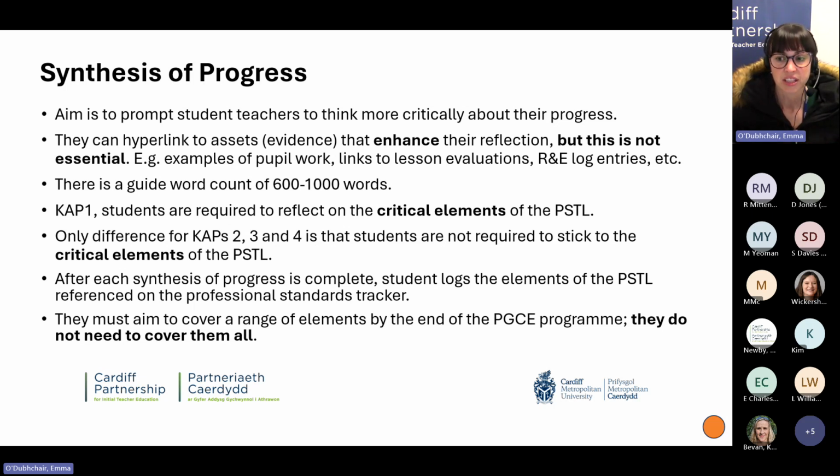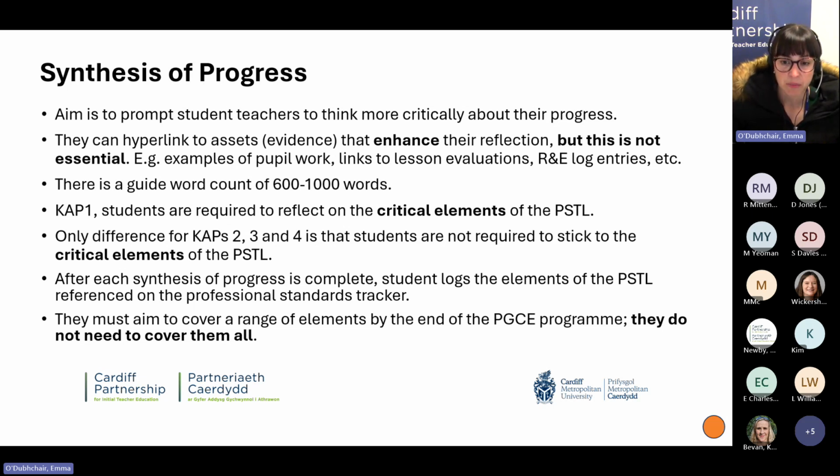However, and I can't stress this heavily enough, it's not essential that they link to evidence. We've moved away from a portfolio of evidence now. This is much more reflective. However, they can hyperlink if they feel that they'd like to back up what they've said in that synthesis of progress. So they could use examples of pupil work, links to lesson evaluations, research and inquiry log entries, etc. We've given them a guided word count. All of this is on the PLP for them. They know all of these details.